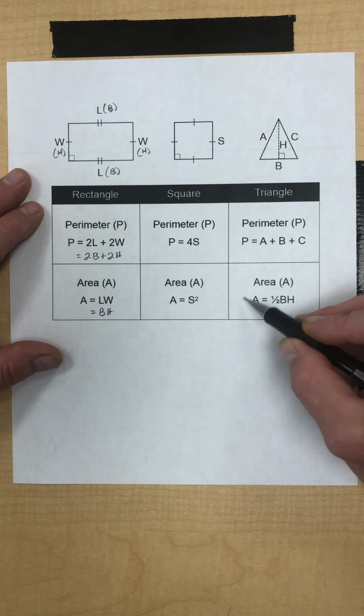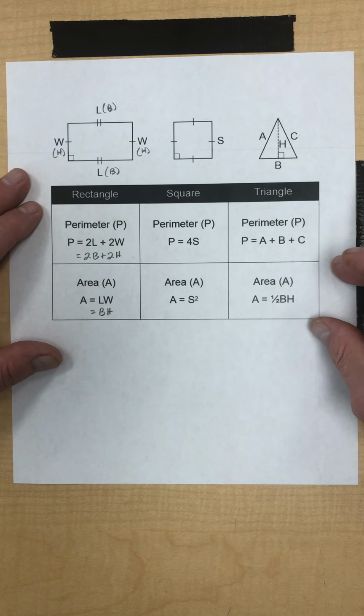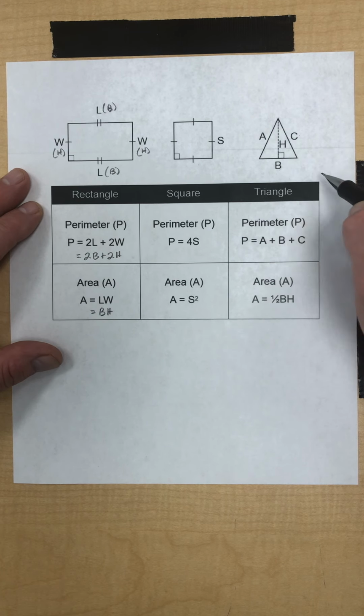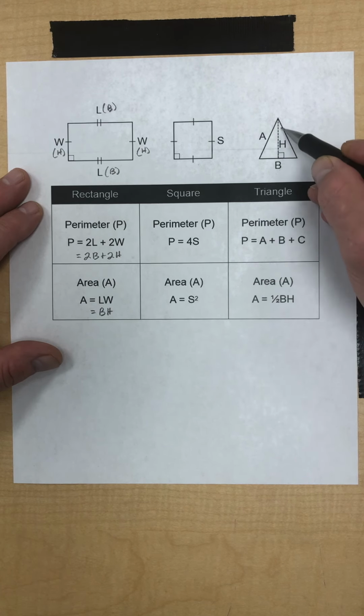But the area does have a really important formula. The area is always 1/2 times the base, which a lot of times is the bottom side, times the height, where we measure the height as the distance from the base up to the highest vertex. So 1/2 times the base times the height.